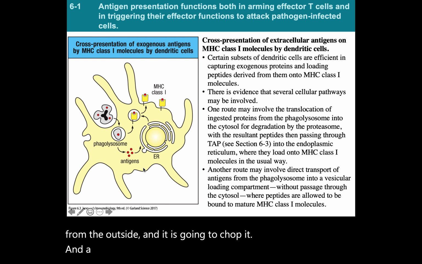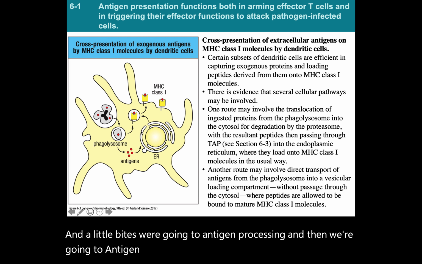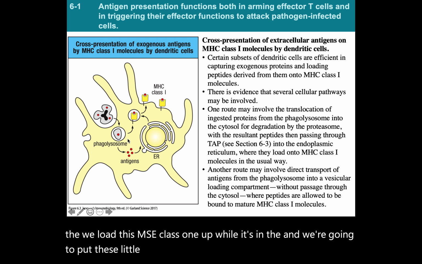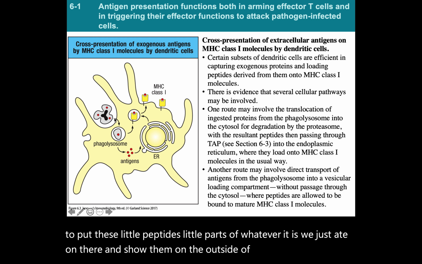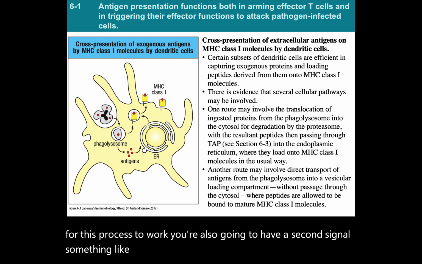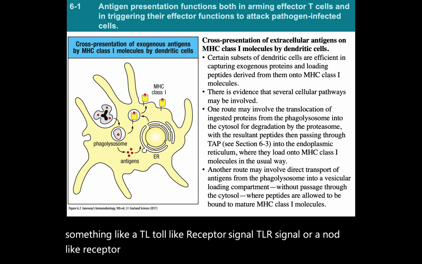We're going to do antigen processing, and then we're going to do antigen presentation, and this is actually going to involve the ER. We load this MHC class 1 up while it's in the ER, and we're going to put these little peptides, these little parts of whatever it is we just ate, on there and show them on the outside of the cell. And typically for this process to work, you're also going to have a second signal, something like a toll-like receptor signal, TLR signal, or a NOD-like receptor signal, something like that.